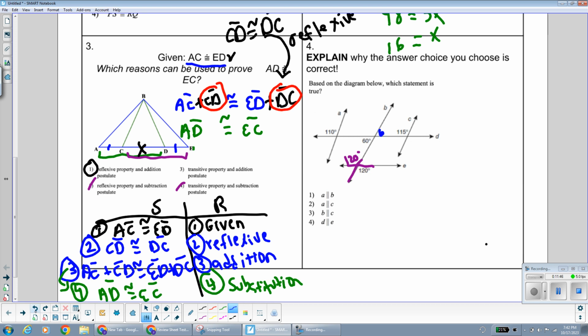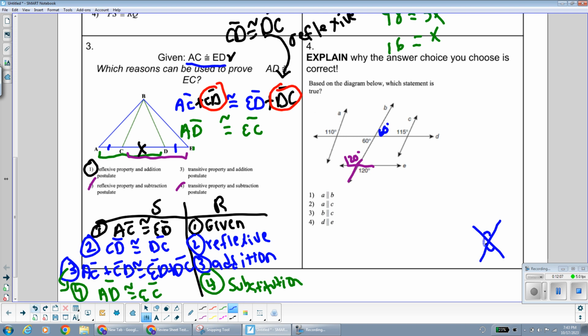Intersecting lines form congruent vertical angles. And remember, vertical angles are non-adjacent angles. Anytime you have intersecting lines, the non-adjacent angles that are opposite from each other are congruent vertical angles.